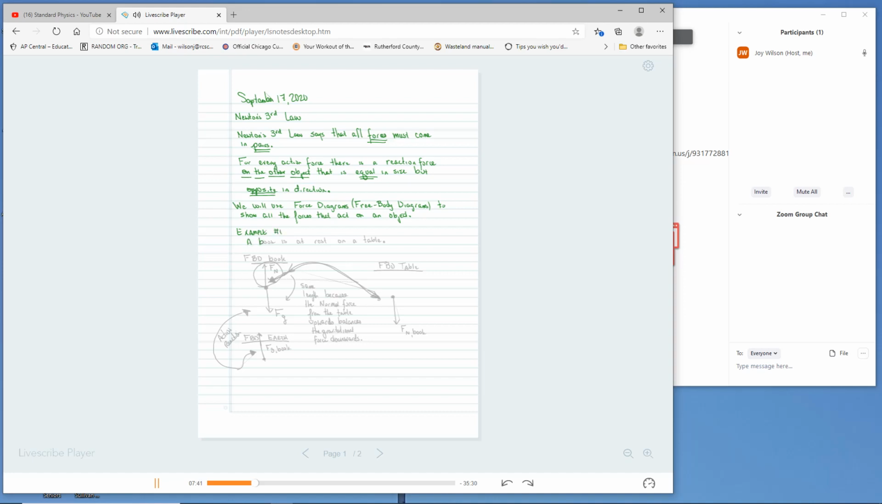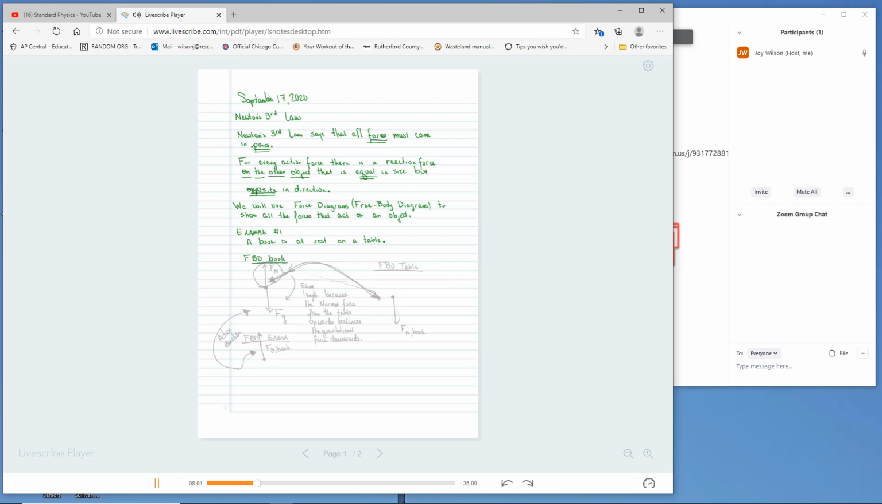A book is at rest on a table. So, here's the free body diagram for the book.